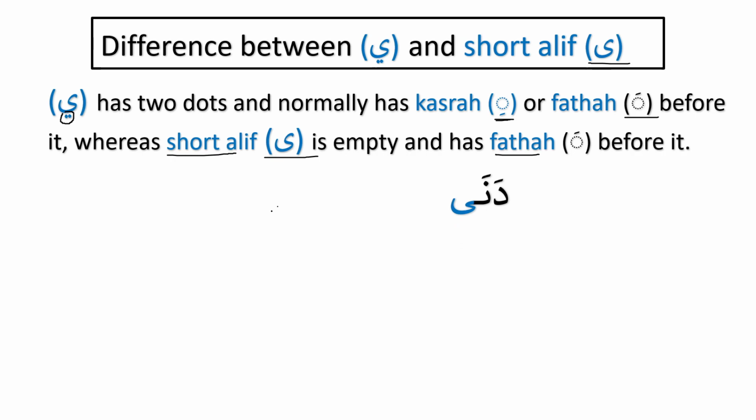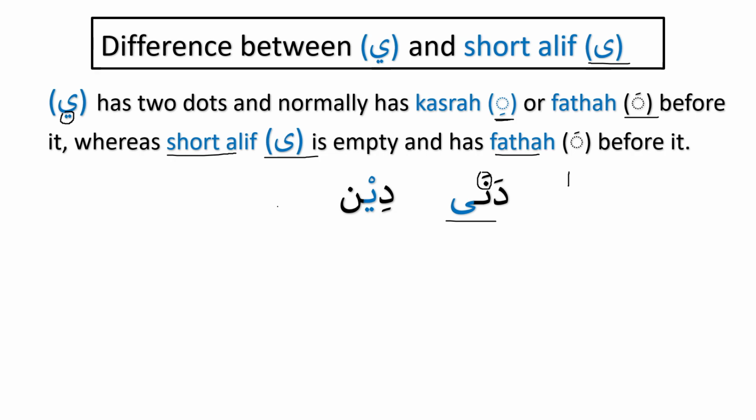Now here, Dana. So is this Ya or short Alif? Short Alif, yeah, please call it short Alif, because Alif is the long one, as we saw in the beginning, is like this, and this is called short Alif. Excellent. And why do we say that? Because we have Fatha before it, and it does not have two dots, as we can see over here. What about Dinun? Dinun. Yeah.